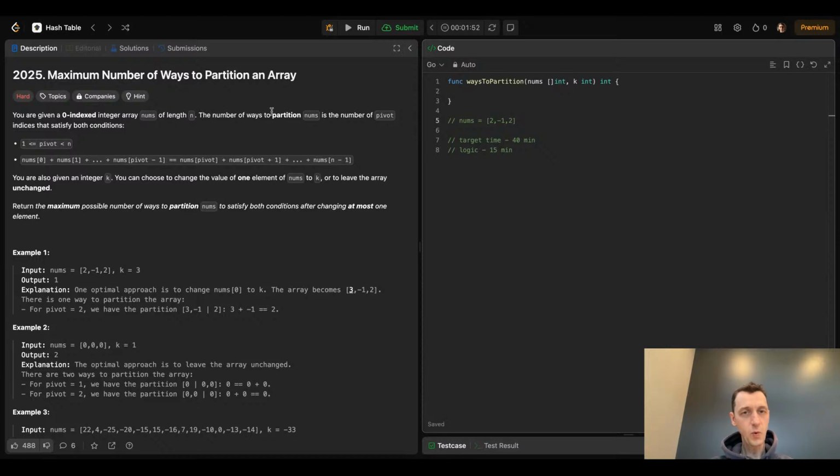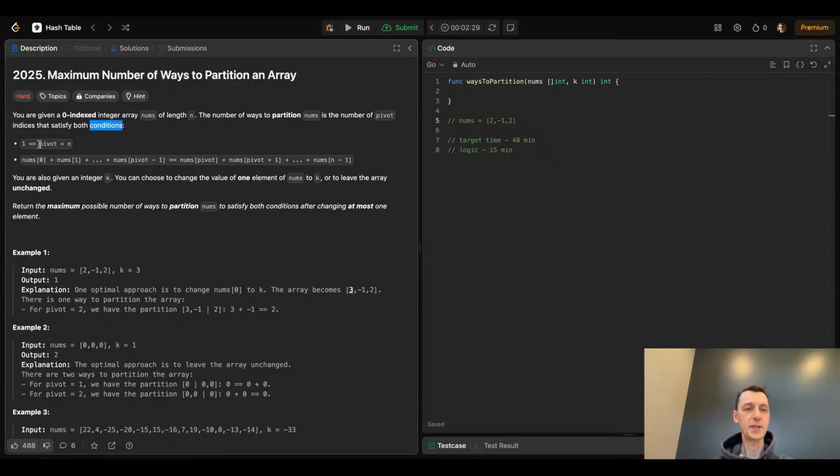The number of ways to partition nums. What does partition mean? To separate, to break into, to divide up. To divide this part and this part. Partition is the number of pivot indices that satisfy both conditions.